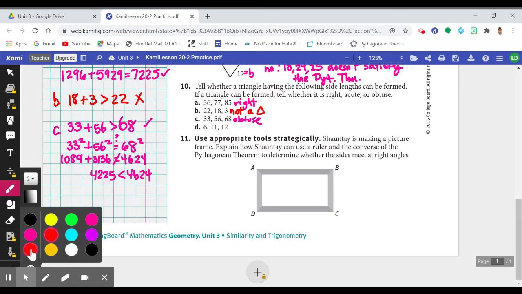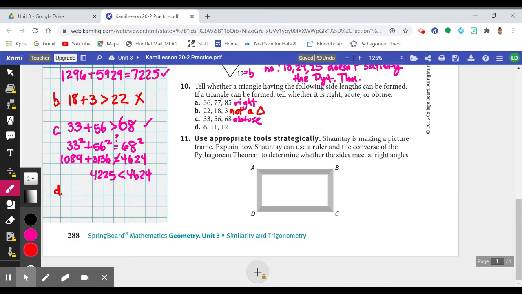Last and certainly not least, item 10D. Don't want to skip past that one. Let's first find out if these three measurements can create a triangle. Do the two smaller sides add to be greater than the third? And yes, 6 plus 11 is 17. Sure. So these three measurements can create a triangle. Now let's figure out what type of triangle we're dealing with. So we'll plug in 6 for A, 11 for B, and we'll see if it's equal to C squared. So take a moment, see what triangle we have here with these three measurements.